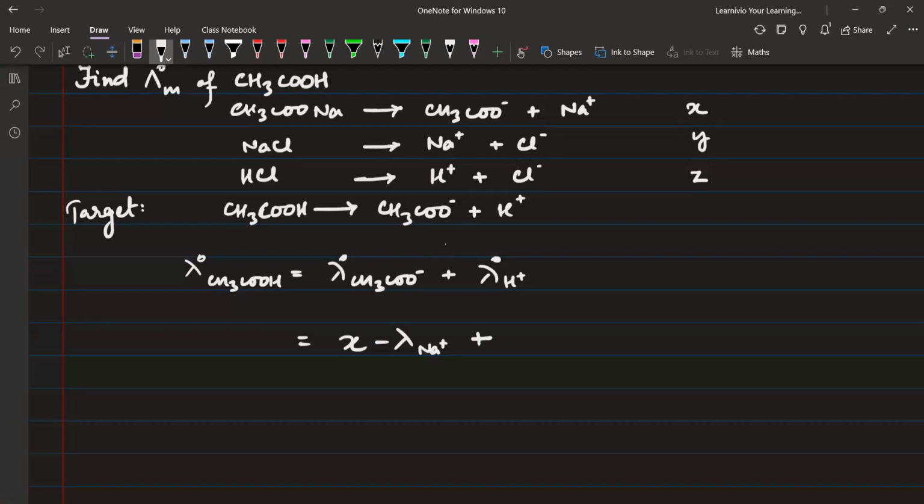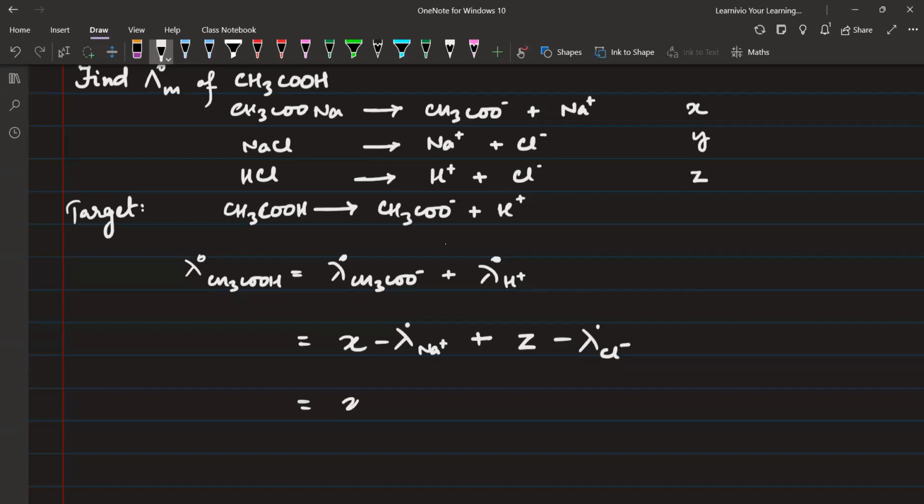Where do you find H plus in X, Y, or Z? In Z, okay. And what is extra in the Z? What is extra? Cl. So minus lambda naught of Cl negative.